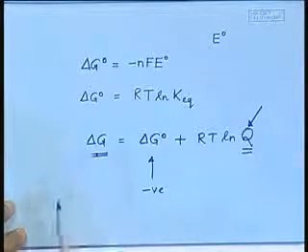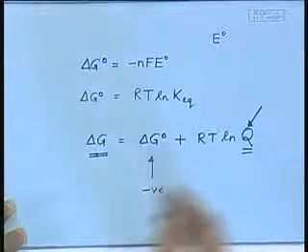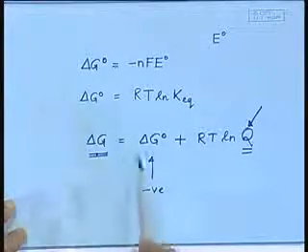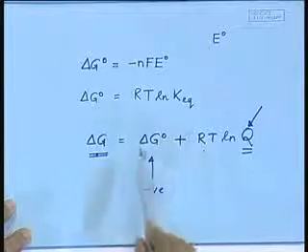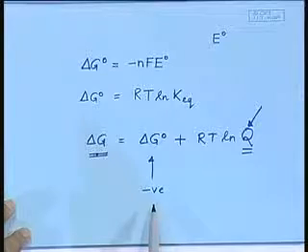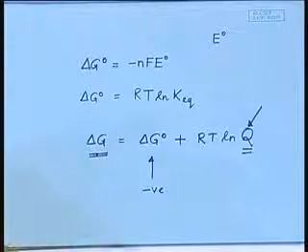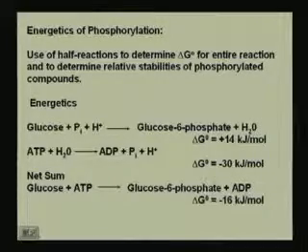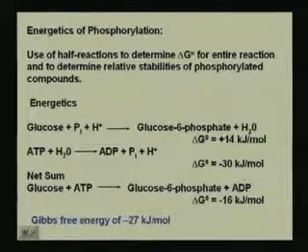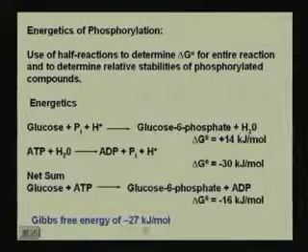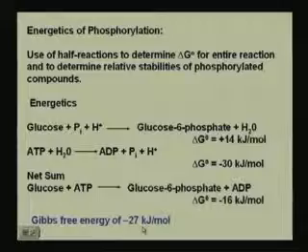Okay. This is what happens in most biological reactions. The product concentrations are pretty low, making the reaction spontaneous because your delta G0 of the coupled reaction is negative. Okay. So the concentration of glucose 6-phosphate in this particular reaction is actually low, and the overall Gibbs free energy that you get is minus 27 kilojoules per mole.